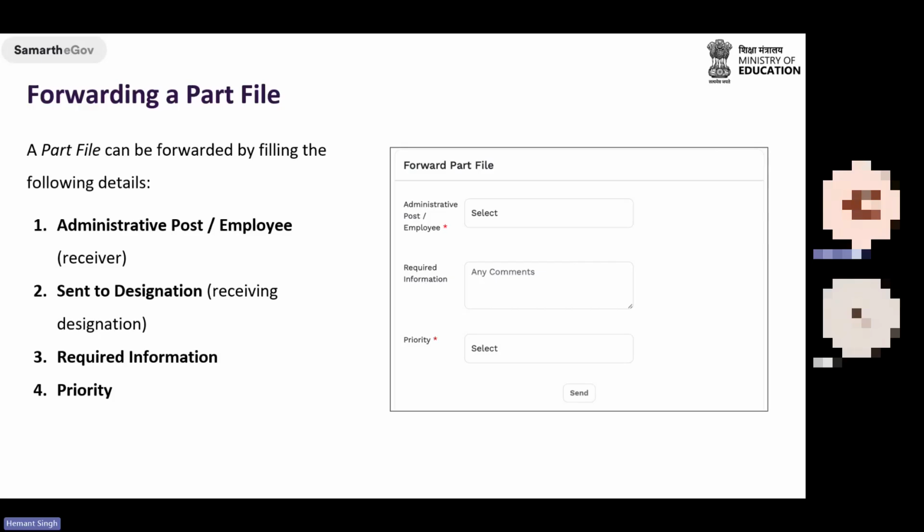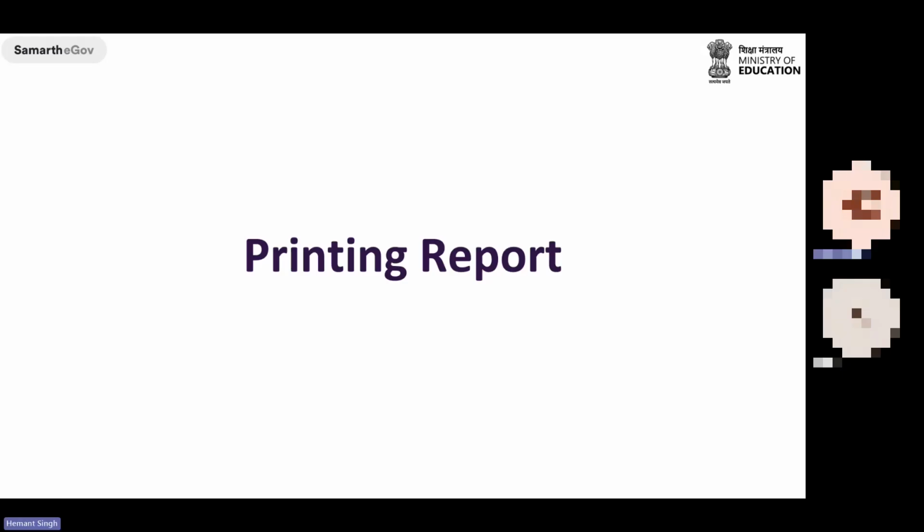Sender designation, receiver designation, required information, and priority. Priority means, ma'am, for example, by default I am setting the priority as high, medium, low. So high means, if you set it to 1 day, 2 days, or 3 days, and after 3 days the receiver has not taken any action on the file and has not opened it, then automatically after 3 days a mail is sent to the mail ID you have registered for the administrative account. Okay, ma'am? Okay, sir.